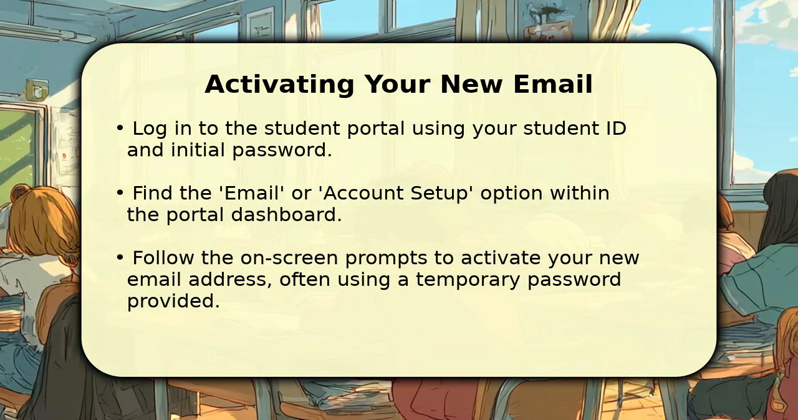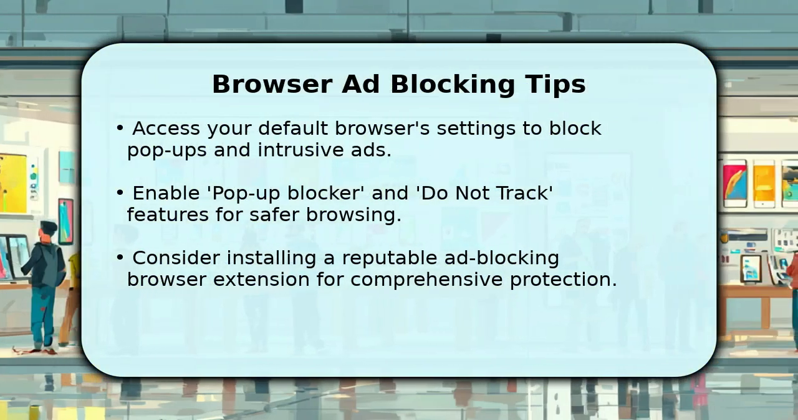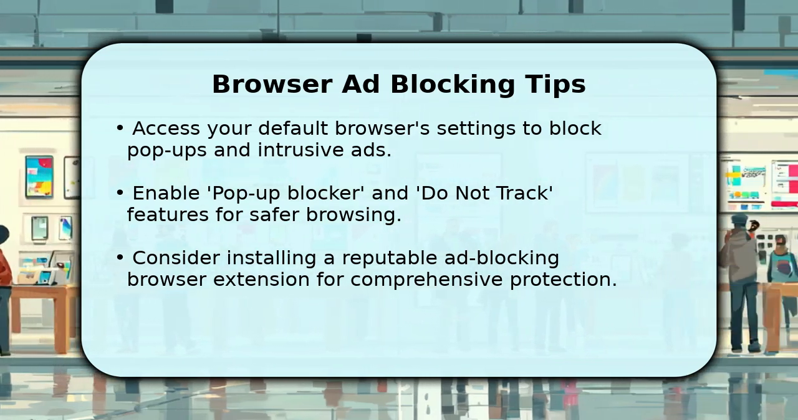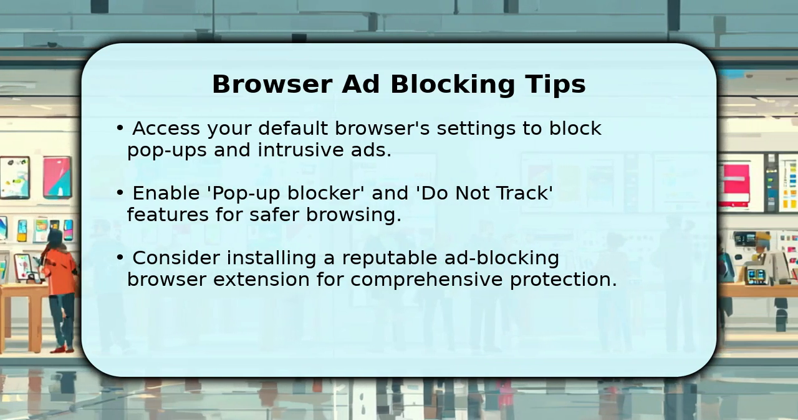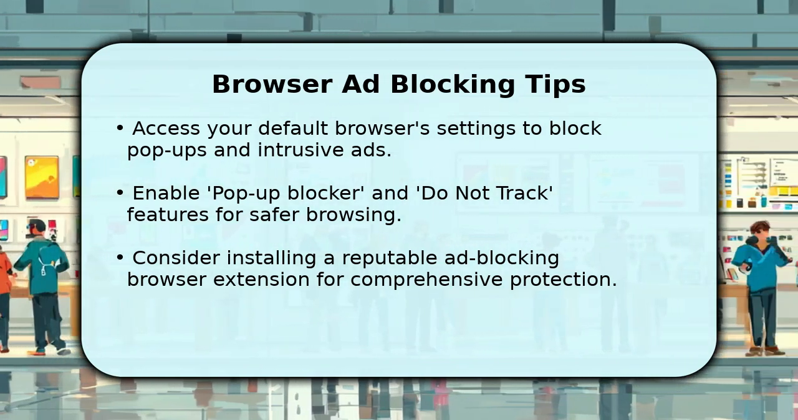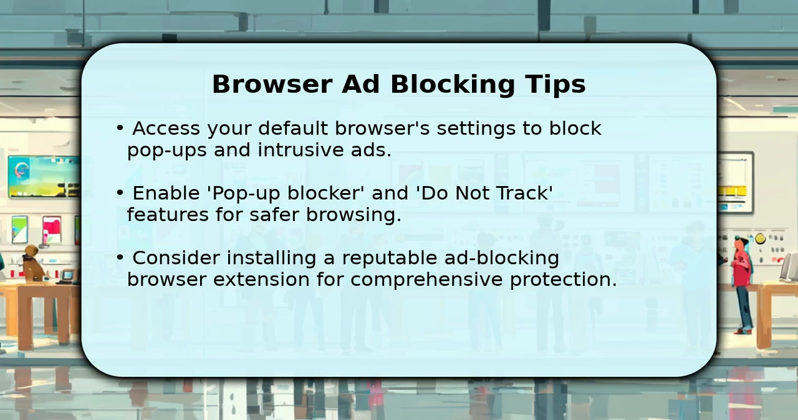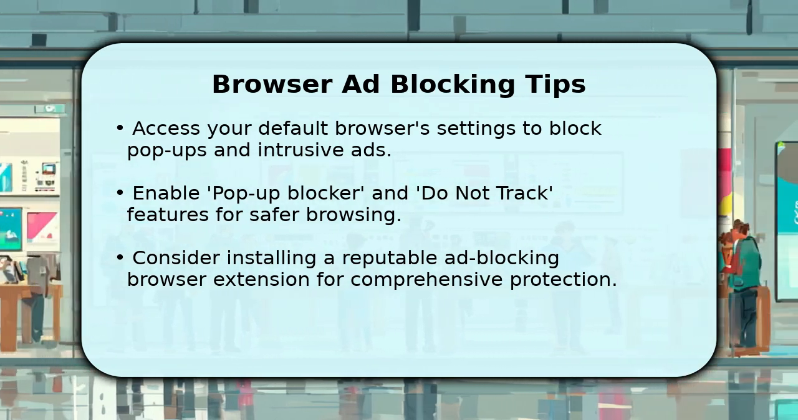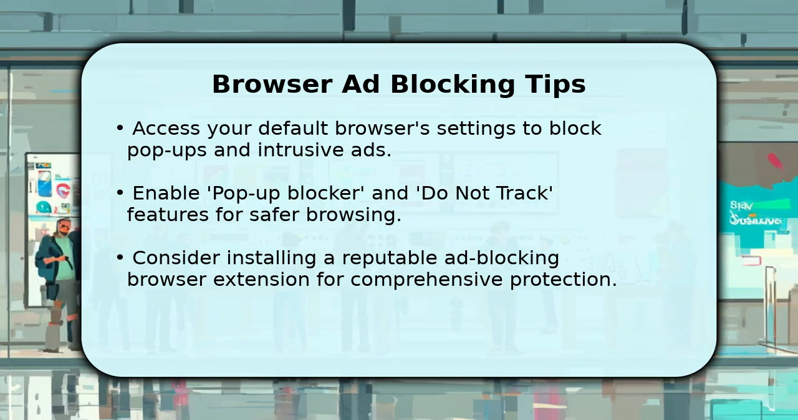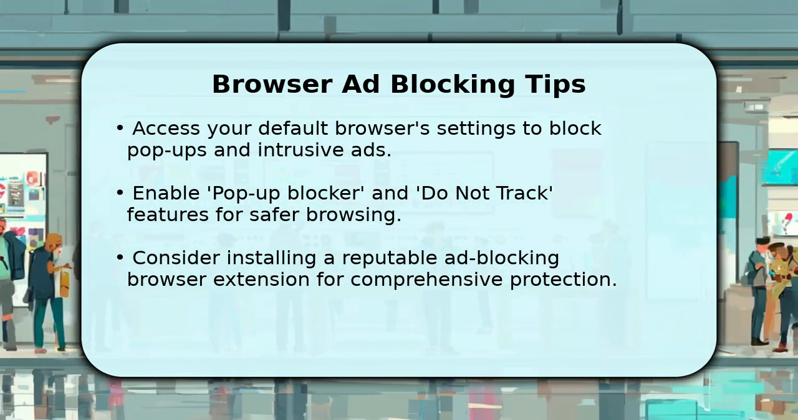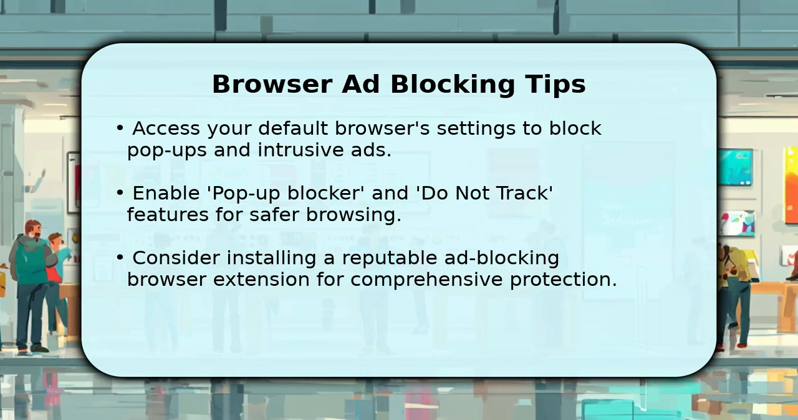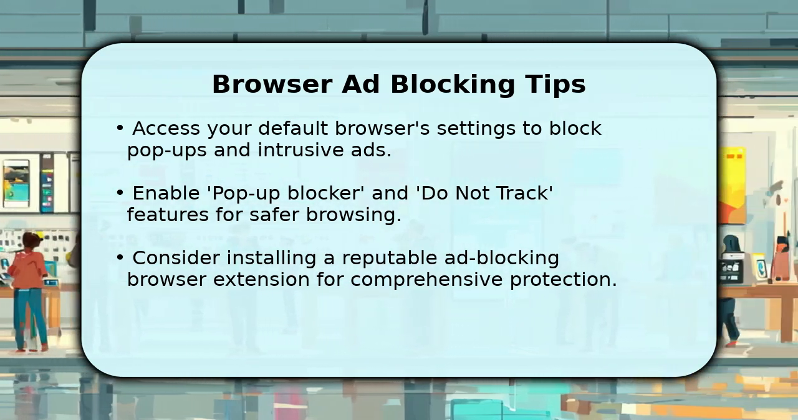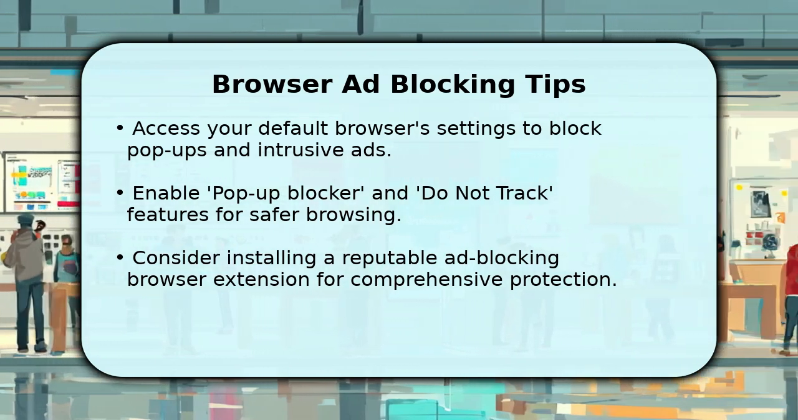Your web browser is another common source of advertisements, especially pop-ups. Open your preferred browser, like Chrome or Firefox, and navigate to its settings menu. Within these settings, look for Site Settings or Privacy and Security. Ensure that pop-up blocker is enabled and activate Do Not Track requests for an improved browsing experience. For even more robust protection, consider installing a reputable ad blocking extension directly into your browser, which can block nearly 100% of common ads.